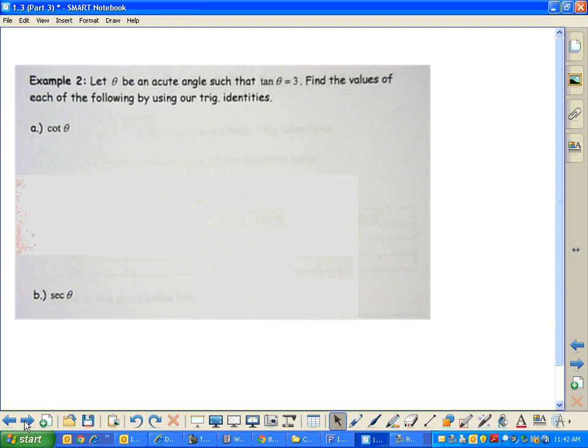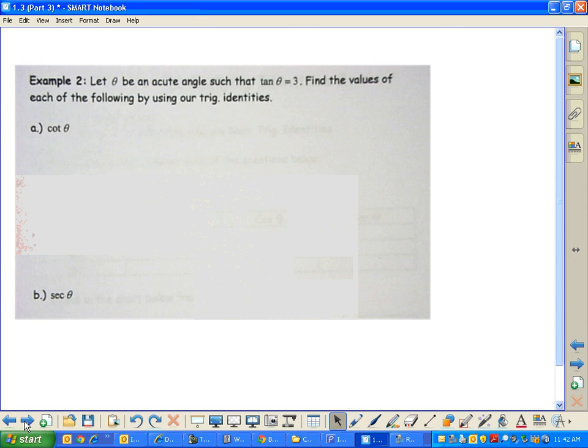This time around, you're asked to let theta be an acute angle. So once again, we have that constraint. We have to be in quadrant 1. We can let theta be an acute angle such that the tangent of theta is 3. And we're supposed to find the values of each of the following by using our trig identities. So in part A, it says find cotangent.